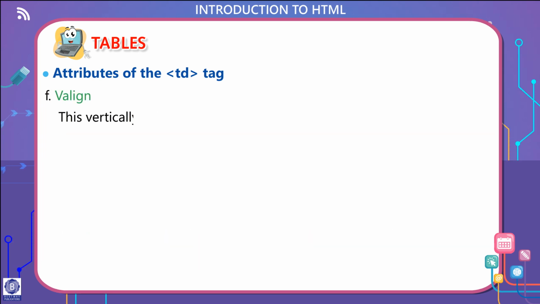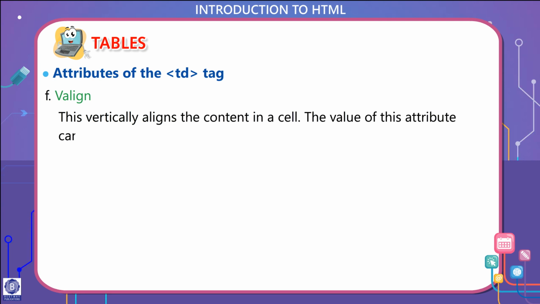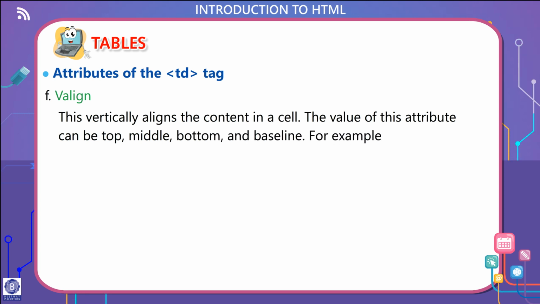Valign. This vertically aligns the content in a cell. The value of this attribute can be top, middle, bottom, and baseline. For example, TD rowspan is equal to 2, valign is equal to "top" within double quotes.